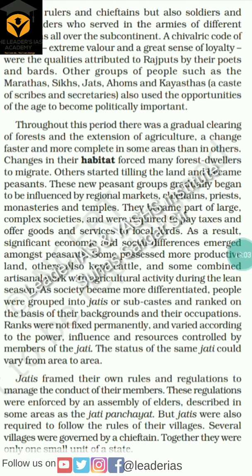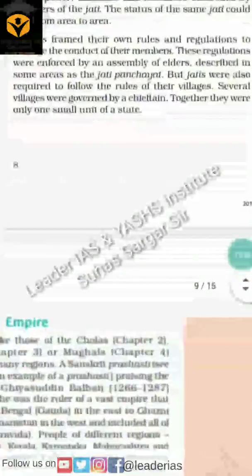The ranks were not fixed permanently and varied according to the power, influence and resources controlled by the members of jatis. The status of the same jati could vary from area to area. Jatis framed their own rules and regulations to manage the conduct of their members. These regulations were enforced by an assembly of elders, described in some areas as the Jati Panchayat, but jatis were also required to follow the rules of their villages. Several villages were governed by chieftains. Together, they were only one small unit of a state.